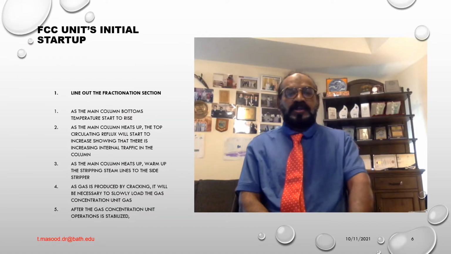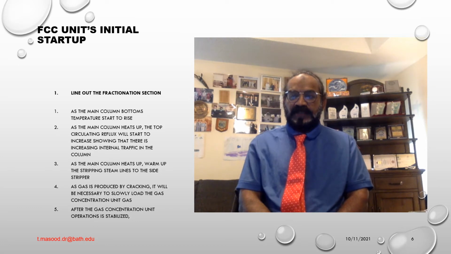Okay, line out the fractionation sections. As the main column bottom temperature starts to rise, start steam production as soon as possible with the main column bottom's steam generator.